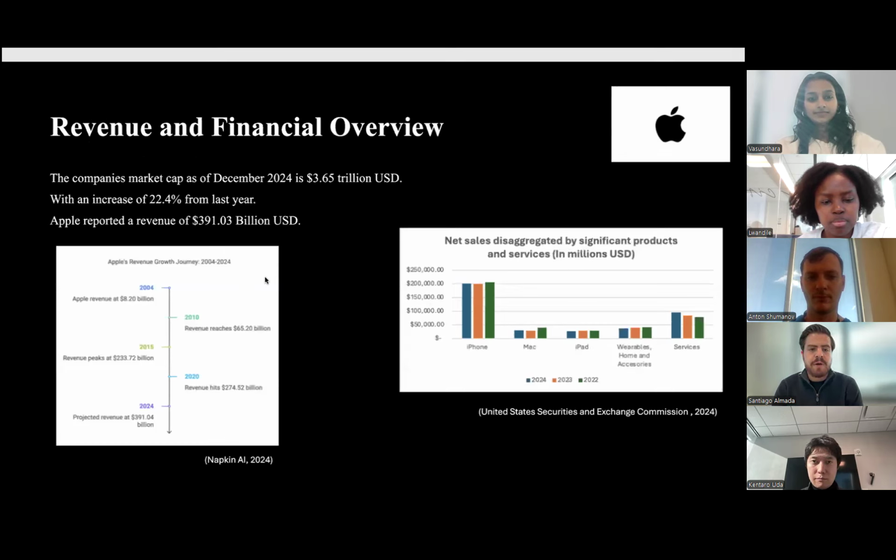And as for the revenue and financial overview, the company's market cap as of December was $3.65 trillion, with an increase of 22.4%. And as for the net sales, it is represented mainly by iPhones with almost 28%, with the services increasing in the last few years. And probably they will be keeping an eye on the services because of how fast technology is growing, mainly emerging technology, augmented reality, and artificial intelligence. Now I'm going to pass it to Anton.